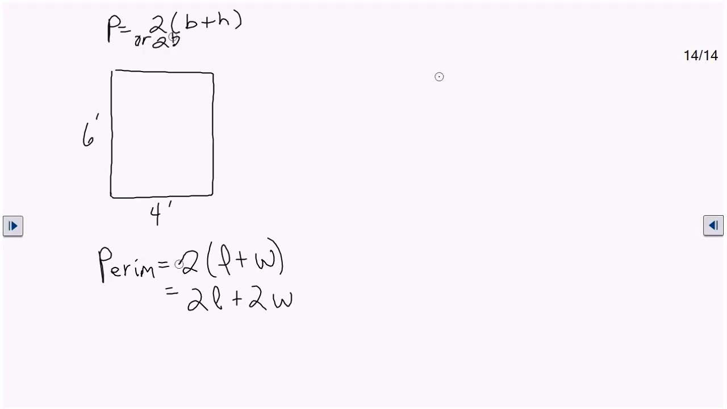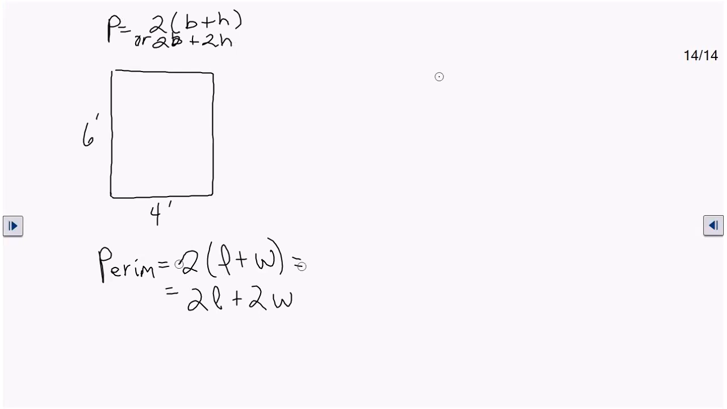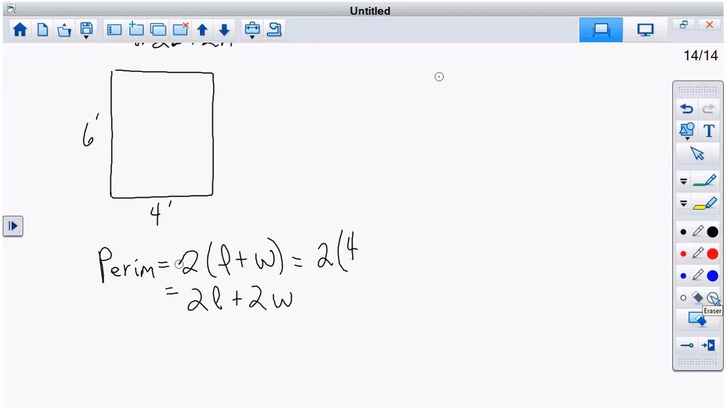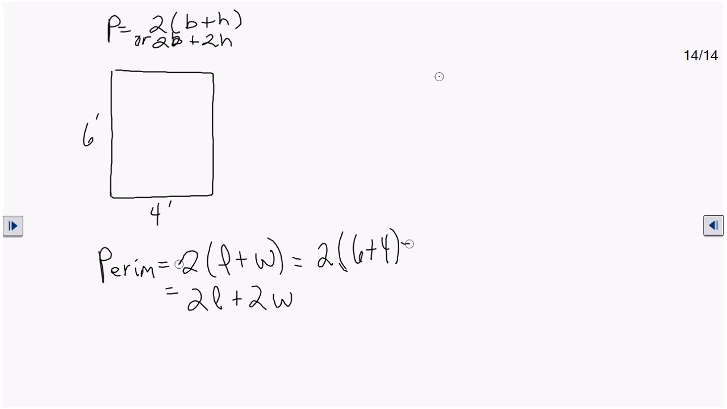2B plus 2H. Base and height, length and width, tomato, tomato. It doesn't really matter what you call it. That's the perimeter. So in this case, 2 times 6 plus 4 is 2 times 10, which is 20.